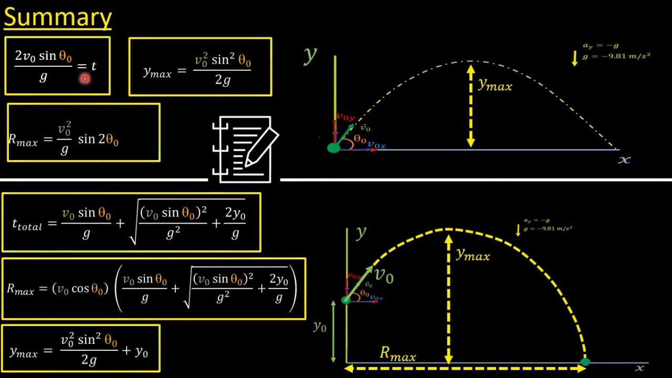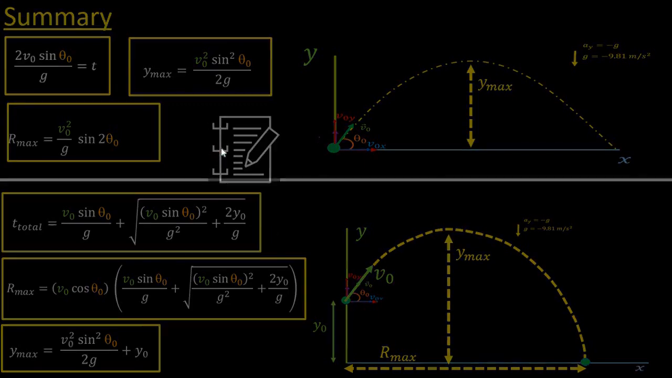We found an equation for the flight time of the projectile for this situation here. We found the maximum y distance, and we found the maximum range as well. And we also found flight time, maximum range, and maximum y distance for this situation when the projectile is being launched from a height y sub 0. Write these down too, so that you have something to take away from this video.